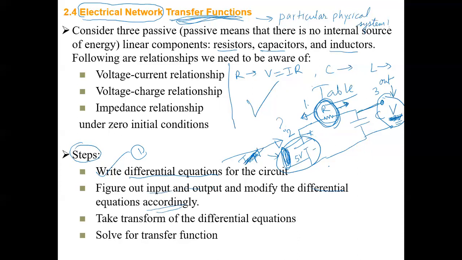Figure out input output and modify accordingly. Then after that, step 3, take the transform of the differential equation. When I say transform, I'm saying this Laplace transform, okay? We're not talking about anything else. Then finally solve the transfer function. Find the Laplace transform and define the transfer function, which is output over input, right? So C over R.